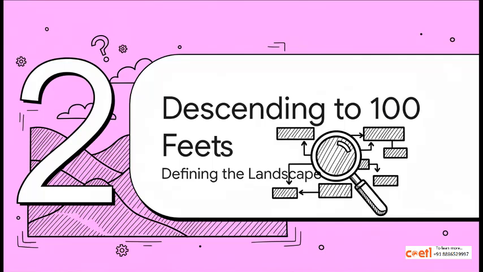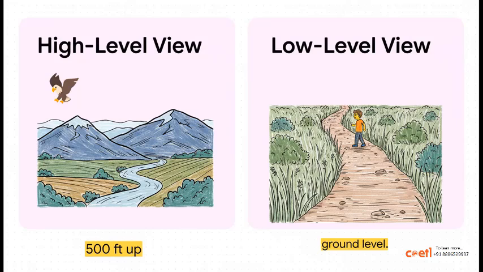Okay, let's start our descent. We're coming down to about 100 feet now. And from this altitude, things start to get a lot clearer, don't they? We can see more structure, and we can start to make some really, really important distinctions about the landscape we're mapping out. And this brings up our first key concept.